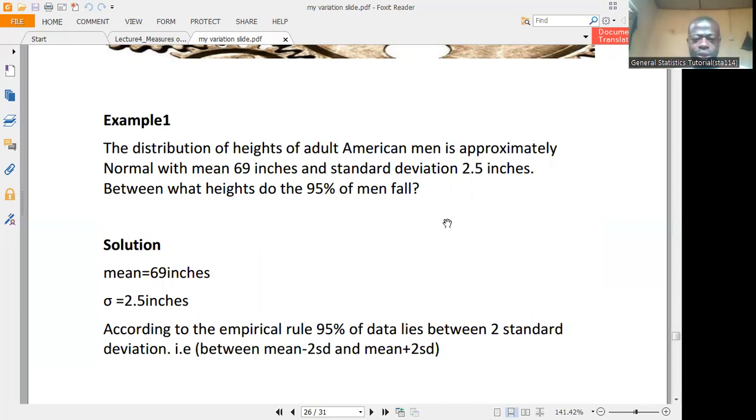This is quite easy. We just apply the empirical rule. Let's see how we apply this. We know our mean is 69. Our standard deviation is 2.5. If you remember, the empirical rule states that 68% of data will lie within one standard deviation, while 95% will lie within two standard deviations. That means if the person is asking for 95% of men, it is very easy to realize that it is going to be within two standard deviations. That means all we need is to deviate by two standard deviations from the mean.